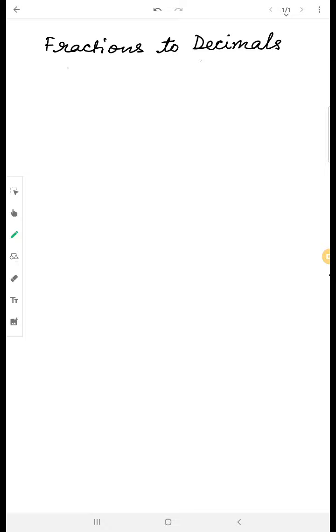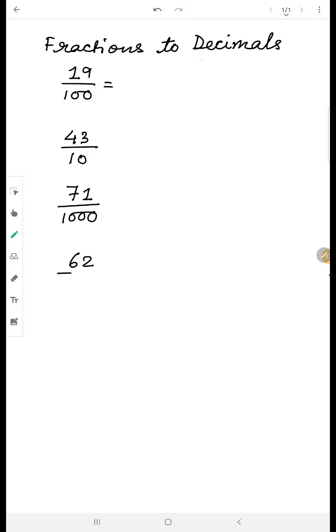This video is about conversion of fractions to decimals and decimals to fractions. Suppose I have been given a fraction, say 19 by 100, 43 by 10, 71 by 1000, 62 by 100, 99 by 1000. Suppose I have been given these fractions and I need to convert them to decimals. How am I going to do that?